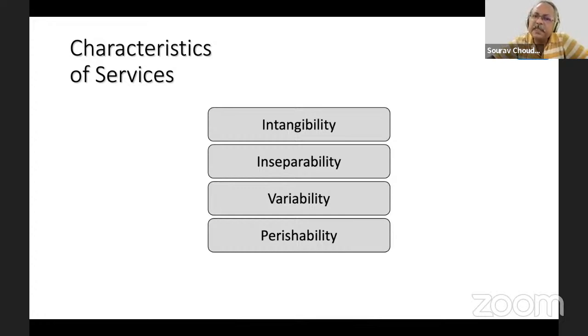And they are perishable. Services are perishable. You can't store them. अब जब भी आप यूज करते हो, it goes, बस हो गया. You cannot store it, it's perishable. You cannot keep it for a longer time. ठीक है? Okay.